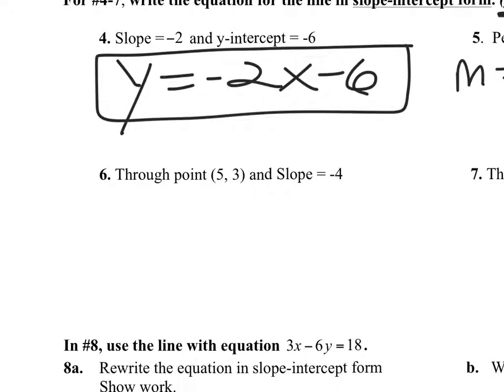Okay, number 6. So many times people, they're doing these problems and they'll think, okay, 3 is the y-intercept because they see a 3. 3 is not the y-intercept in this problem. It can only be the y-intercept when x is 0.